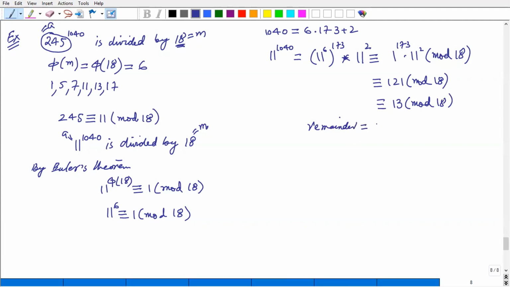Okay, so by using Euler's theorem, we can find the remainders when divided by composite integers, but there are some restrictions here as well. So in the next class, we will discuss the number theoretic functions. Okay, thank you very much.